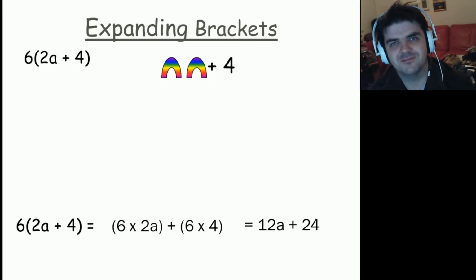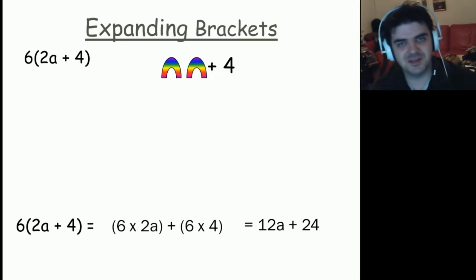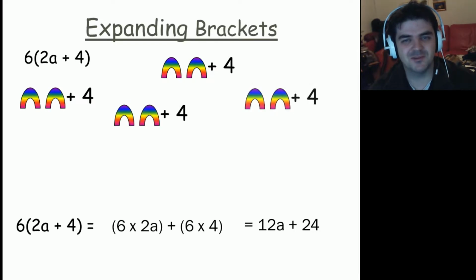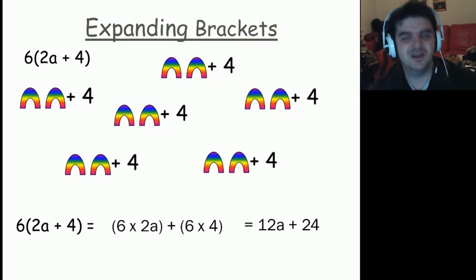I do. Anyway. So, there's a 2a plus 4, 2a plus 4, 2a plus 4, 2a plus 4. There you go. If you can see there are going to be 12 rainbows, and if you add up all your numbers together, you'll get 24.